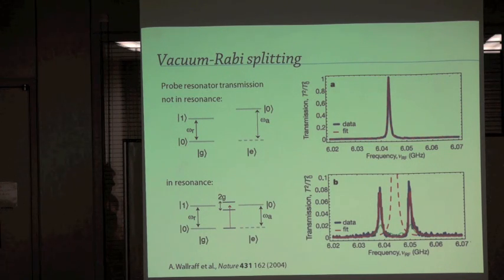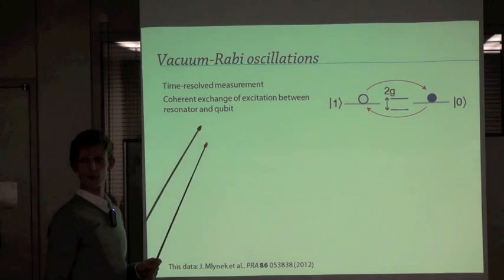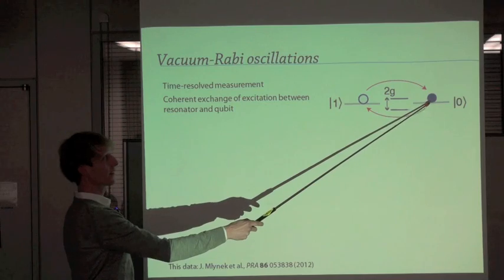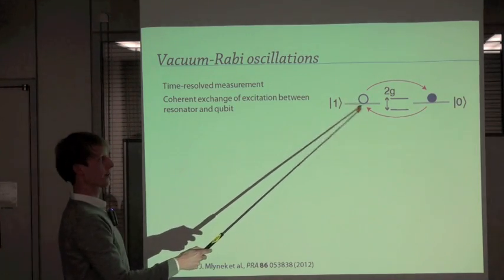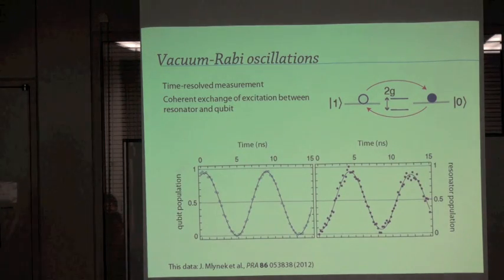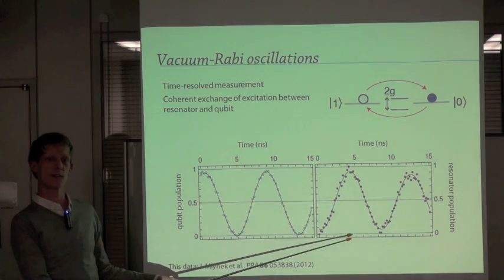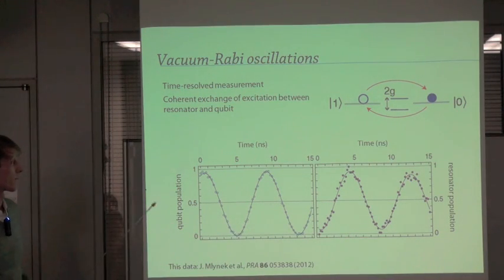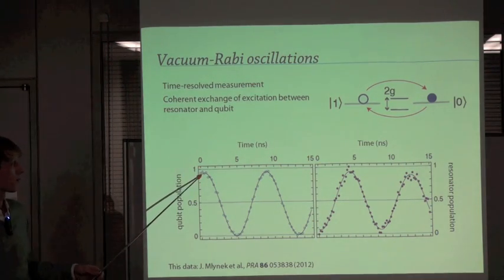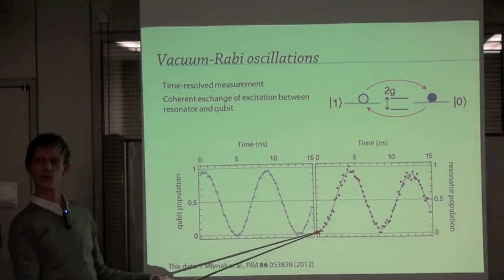Now we can do this in the time domain. So we try to observe Vacuum-Rabi oscillations. So we populate the qubit and wait and see where the excitation will travel to as a function of time. So in this plot, you see the qubit population on the left-hand side and the resonator population on the right-hand side. And on the horizontal axis, you have time. So at t equals 0, we put one excitation in the qubit. And we see that nothing's in the resonator.